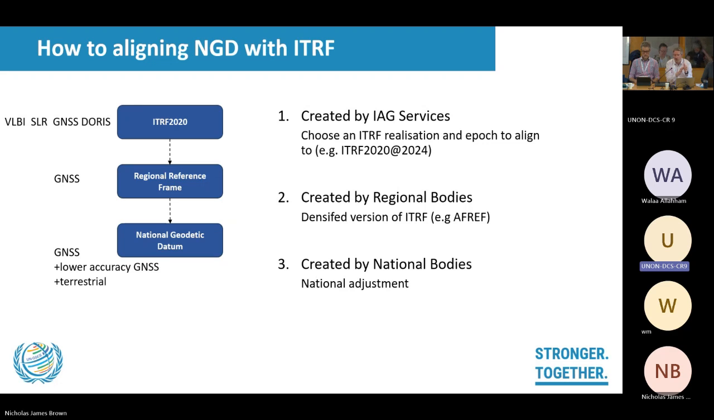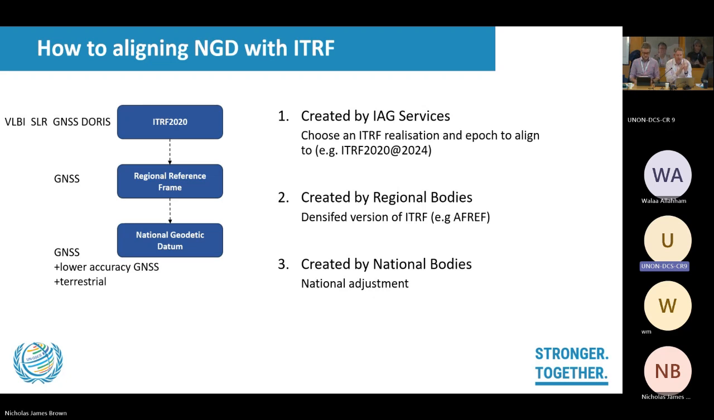That is an extremely technical process that requires a lot of expert knowledge of using GNSS software in particular. That's not what we're focusing on here of how to develop that regional frame. What we're focusing on is how to use the outputs of ITRF 2020 or an output of a regional reference frame to create your national geodetic datum. So how do I take that information and what software do I use to create my national datum? That's what we're focusing on here.